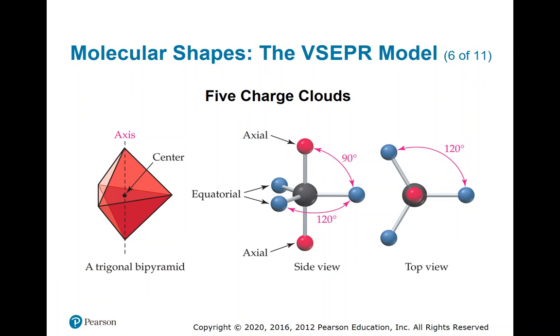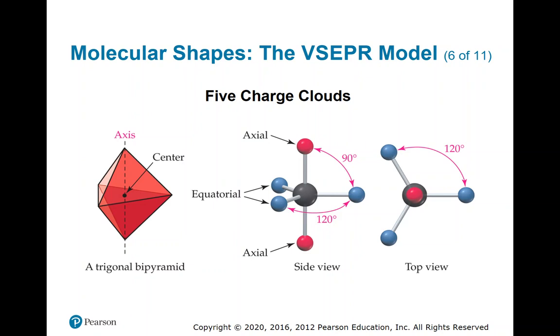The positions directly above and below the central atom are referred to as axial positions because they are along the main axis of the shape, and the 3 positions along the central triangle are referred to as equatorial positions. In the central image, the equatorial positions are labeled in blue and the axials are in red. And you might notice from that diagram that there are 2 bond angles listed.